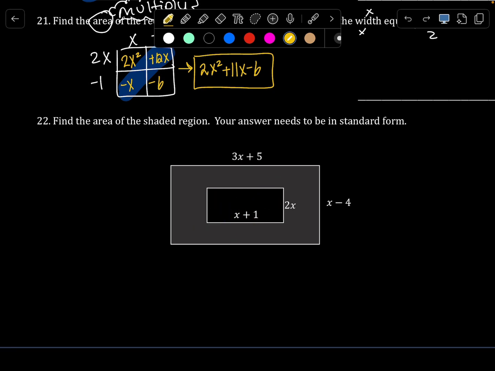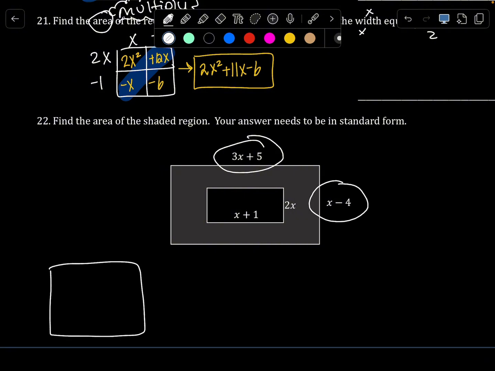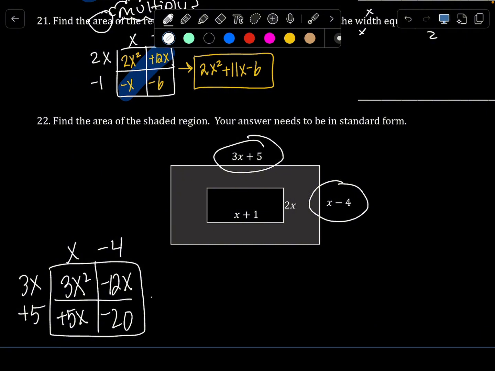So this is what we're going to do. Find the area of the outside, 2 terms by 2 terms. Okay, I can do this. 3x plus 5, x minus 4, 3x squared minus 12x plus 5x minus 20. And we get 3x squared minus 7x minus 20. So this is the big rectangle.